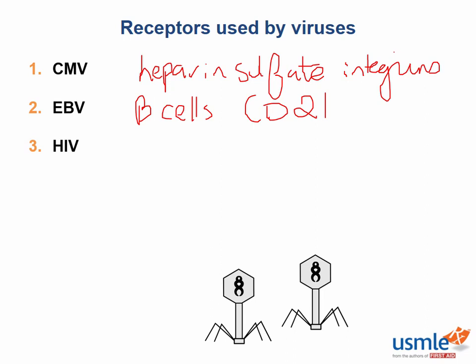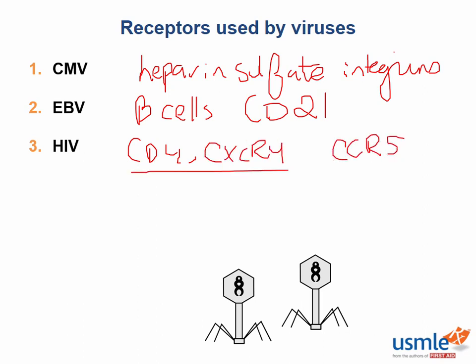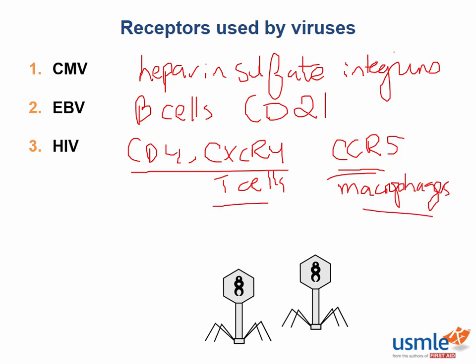HIV has the ability to bind to 3 different receptors: CD4, CXCR4, or CCR5. CXCR4 is found on T cells, while CCR5 is found on macrophages. So HIV can infect either T cells or macrophages. Very good. Parvovirus B19 looks for P antigens. Parvovirus binds P antigens that are present on red blood cells.